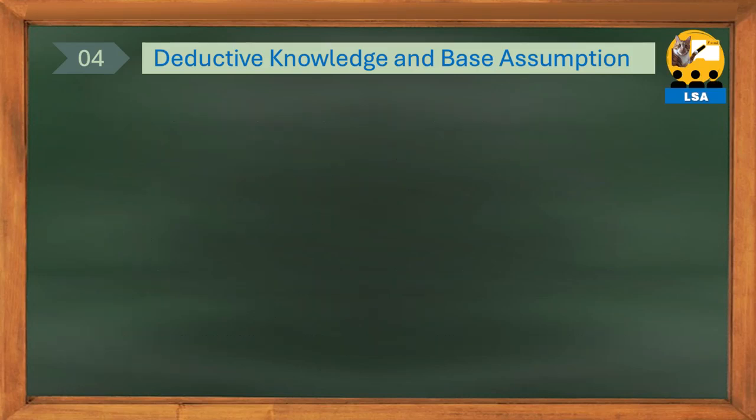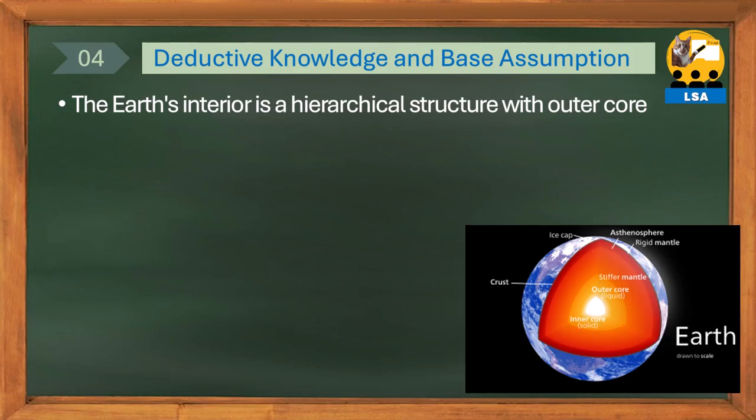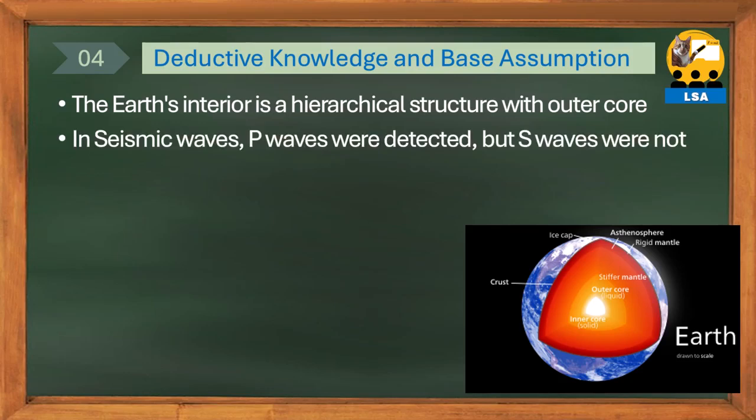Let's take one more example of a natural phenomenon. We know the Earth's interior is a hierarchical structure of crust, mantle, outer core, and inner core. No one has ever gone inside the Earth and checked it with their sensory organs, but we judge this content to be correct and accept it as knowledge. In this knowledge, we put the phenomenon that seismic waves were measured, P waves were detected, but S waves were not detected, as the conclusion of the inference to draw a true hypothesis. We will study the properties of seismic waves in detail during the wave section, but here we will just accept the content as it is.